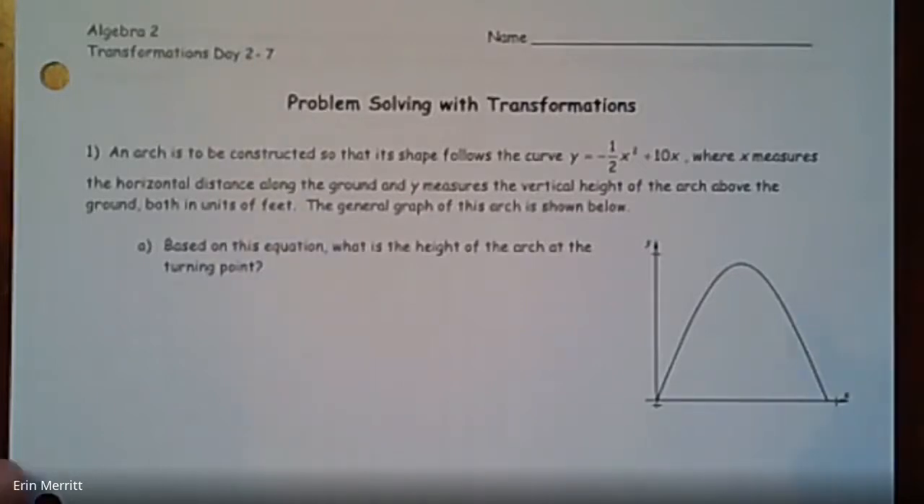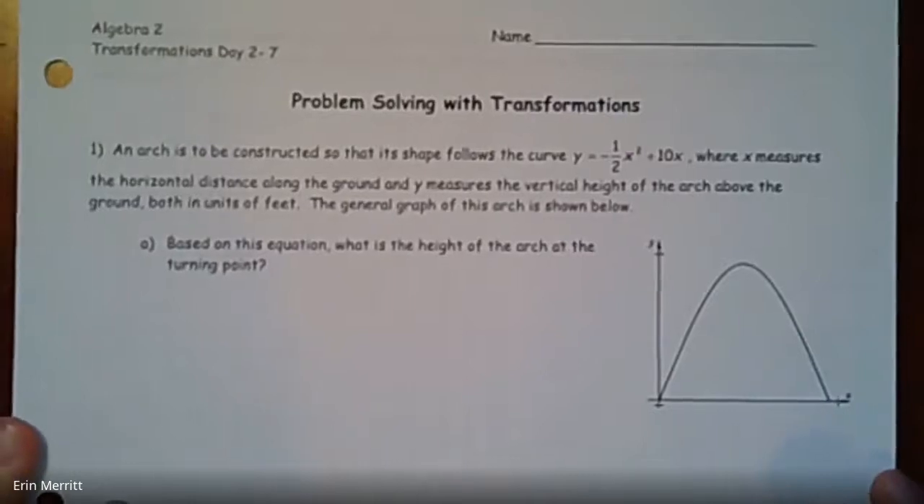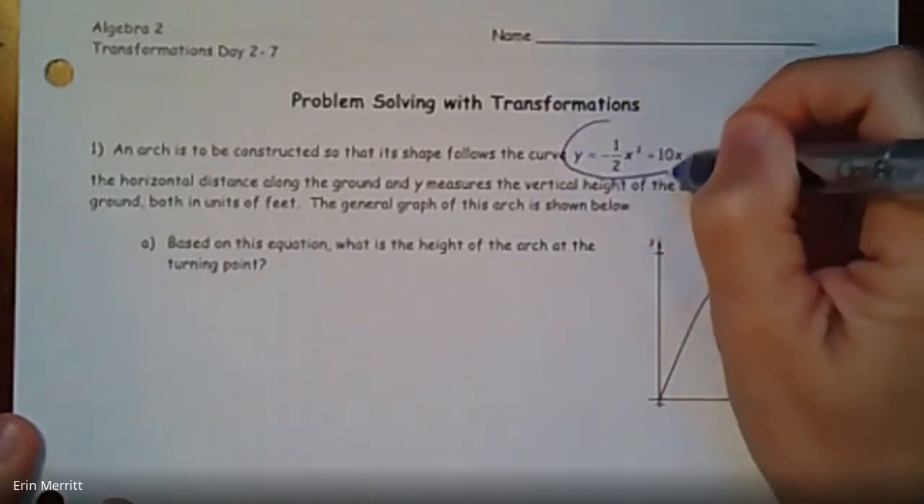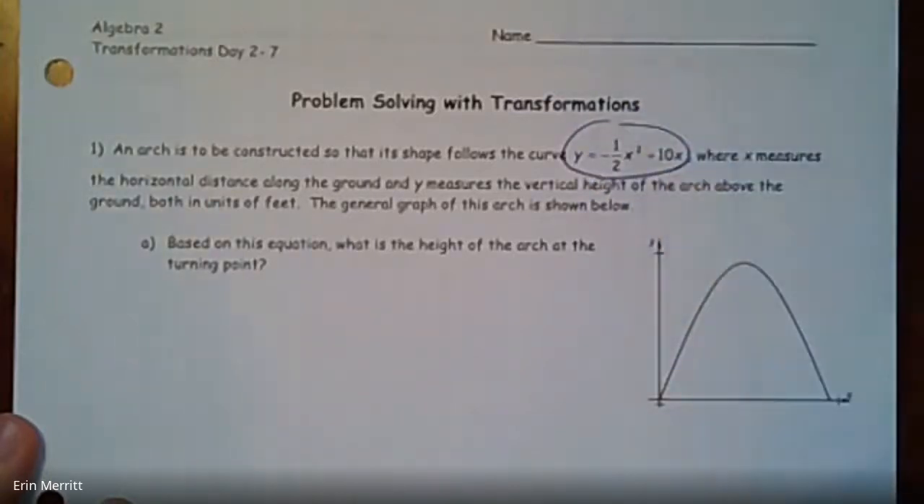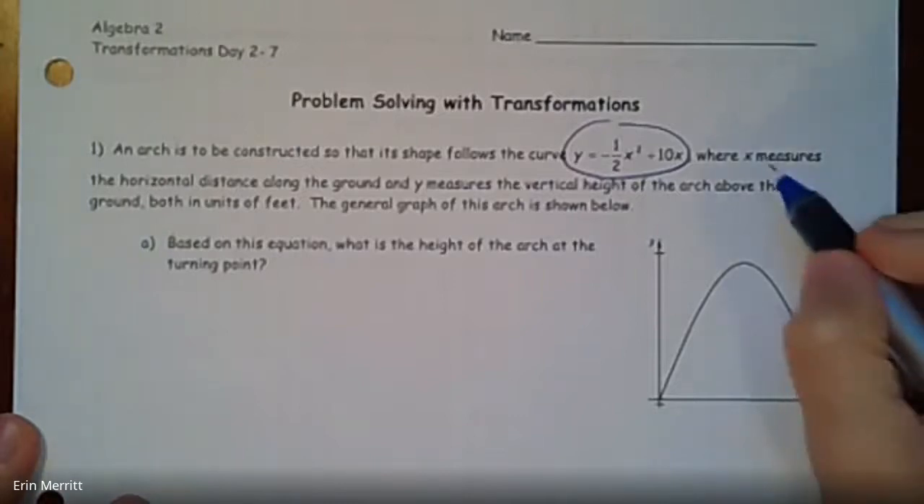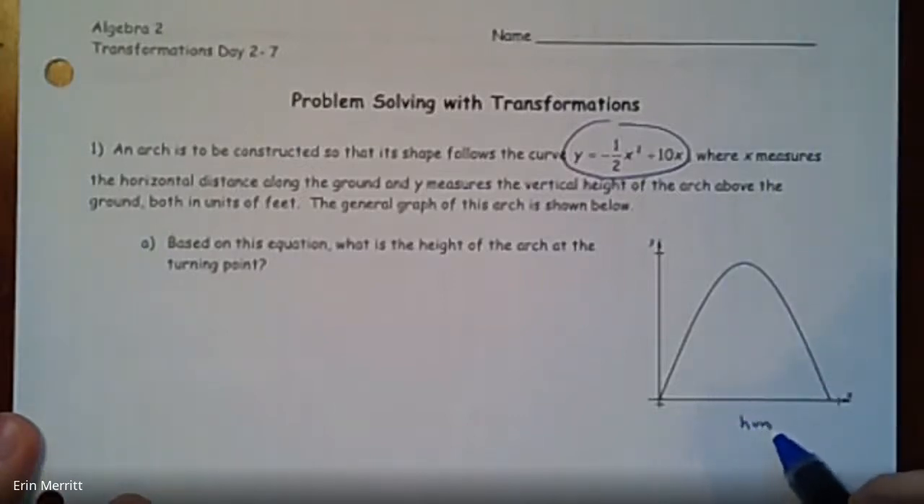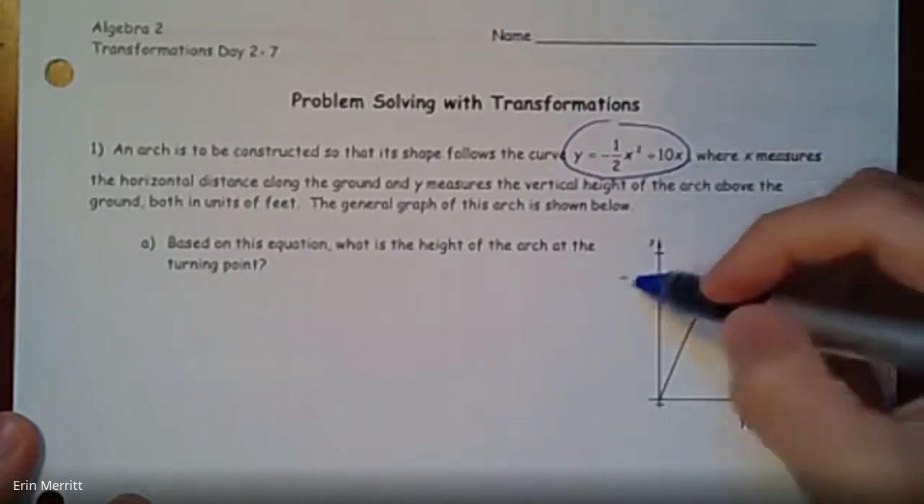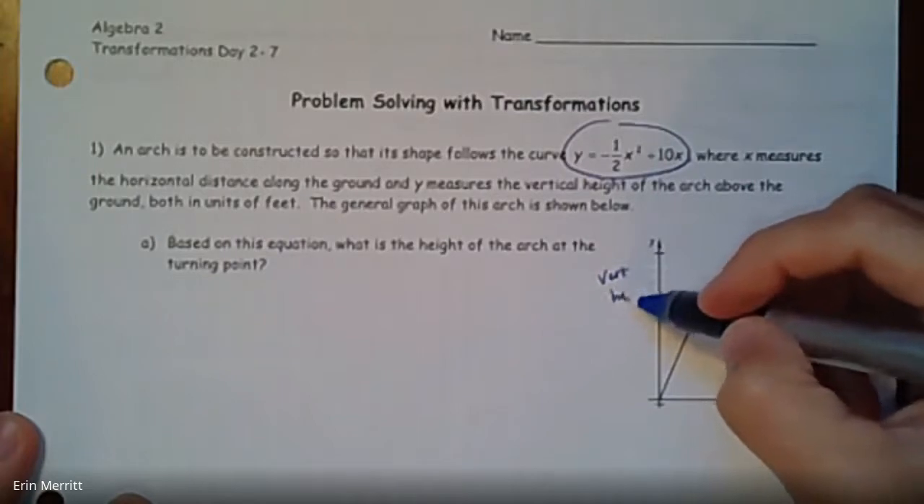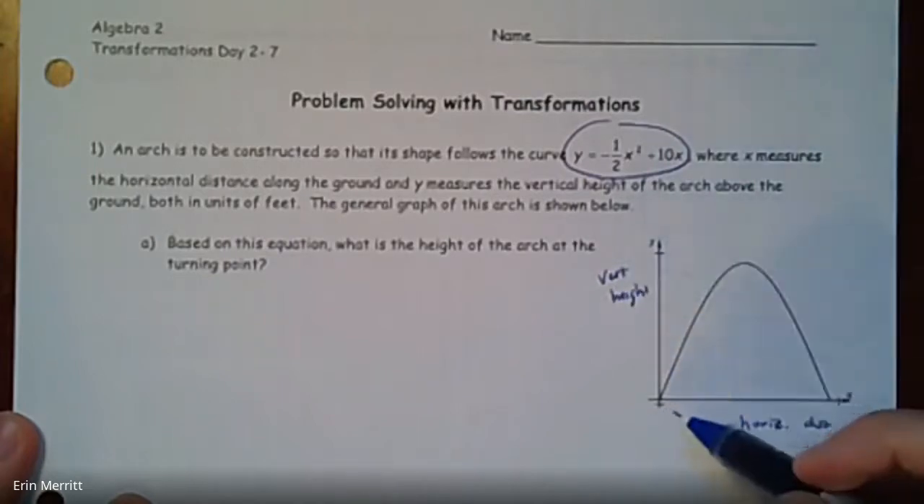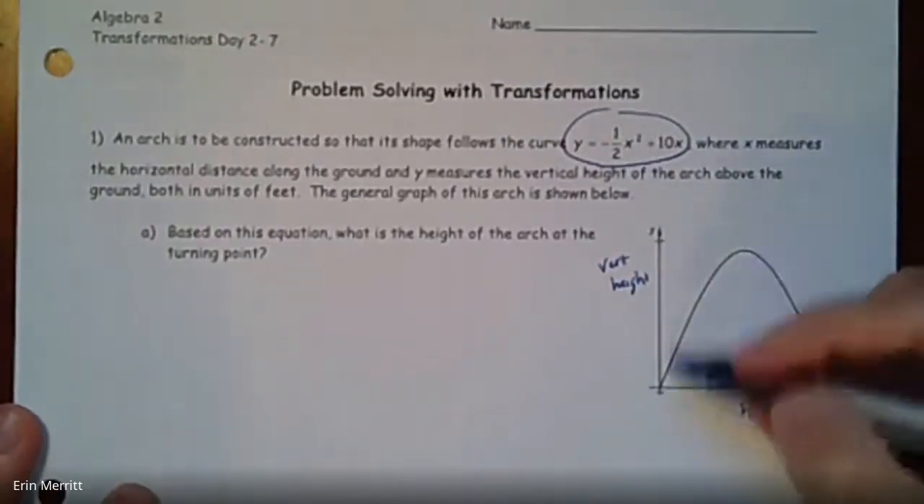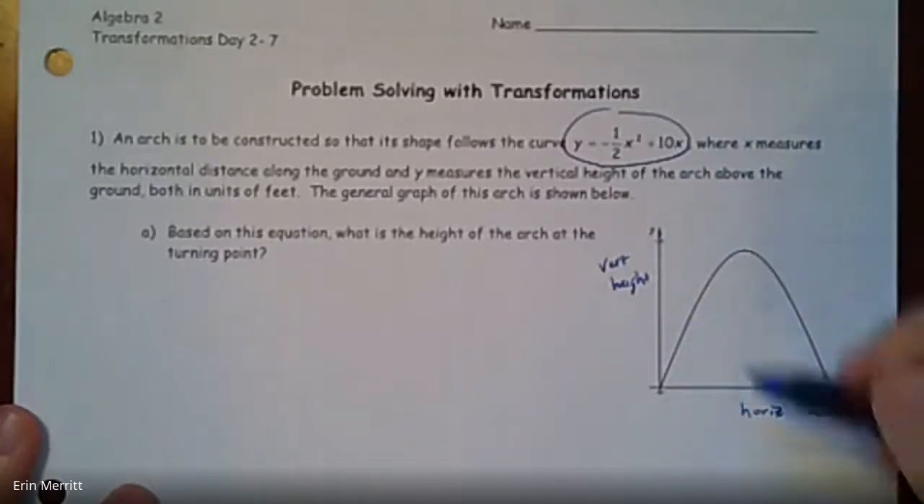All right. So this very first one, I like this one. It says an arch is to be constructed so that its shape follows the curve of y equals negative 1/2 x squared plus 10x, where x measures the horizontal distance. So down here is the horizontal distance along the ground. And then the y measures the vertical height. So that kind of makes sense. You're literally looking at it as how much space does it take up here, and then how tall is it? Right? Both in units of feet.